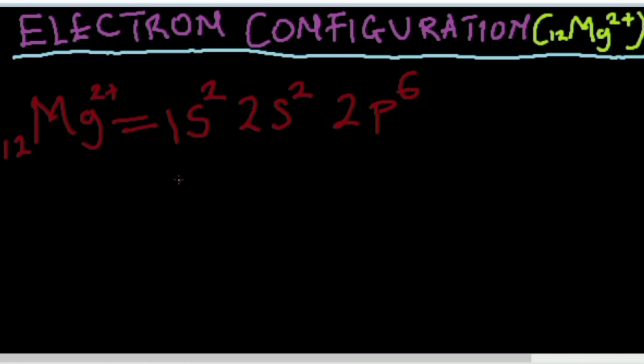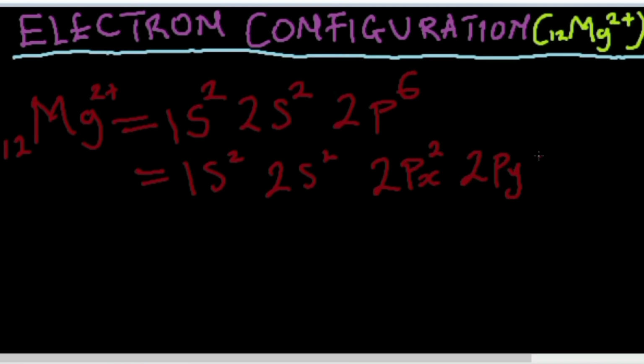Okay, so let's see the expanded configuration. You have the 1s2, the 2s2, 2px2, 2py2, 2pz2, right, making 10.